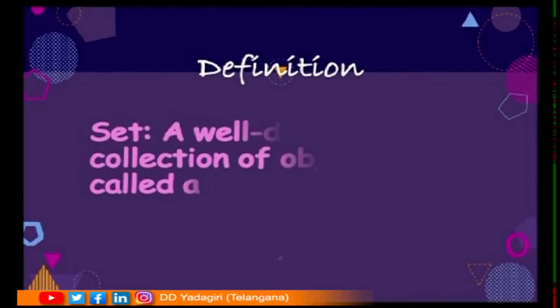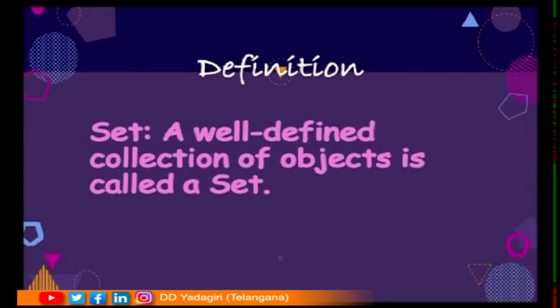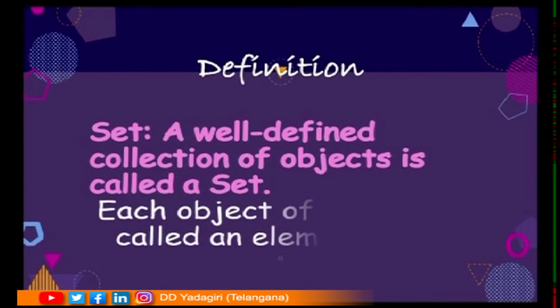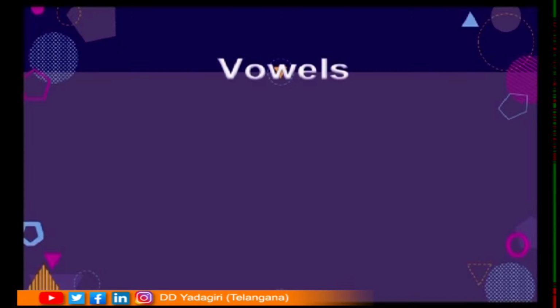To define a set, we can say a well defined collection of objects is called a set. And in a set, each object is called an element. In our daily life, you come across many examples which are sets, but we may not be familiar with them, like a pack of cards and the vowels of the English alphabet, which are A, E, I, O and U. Now, let us learn the traits and properties of it.